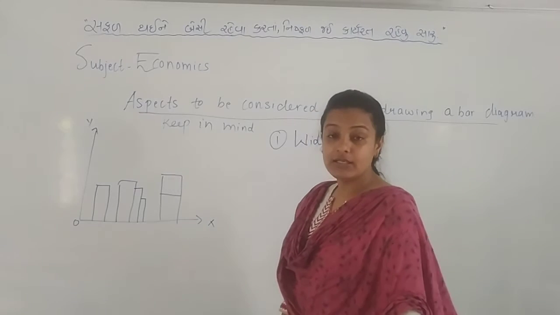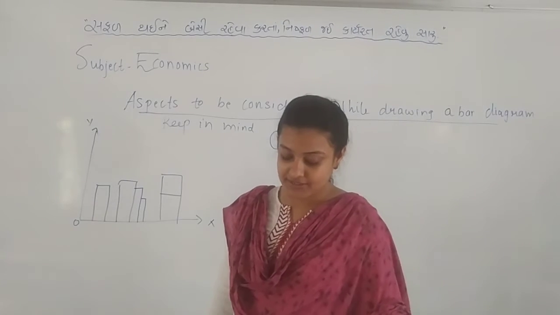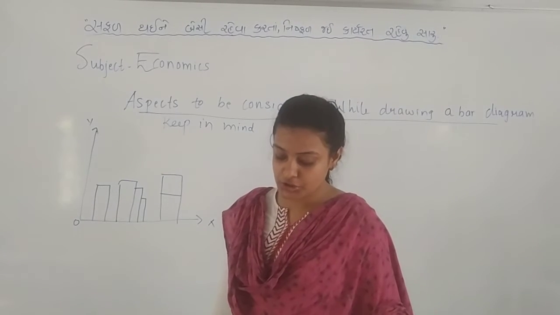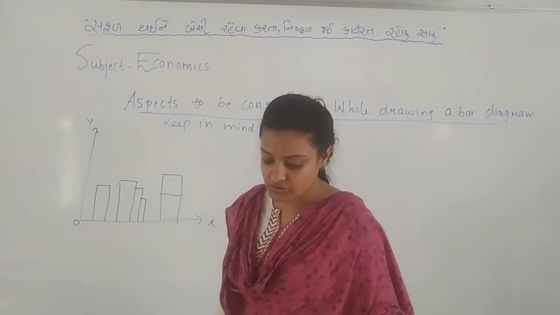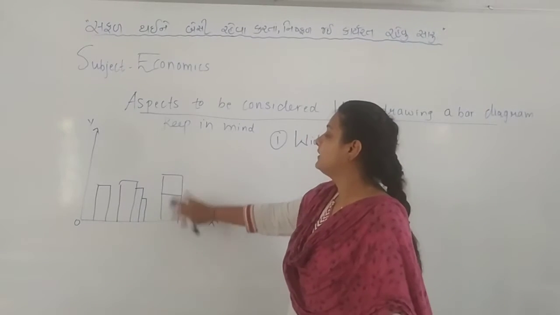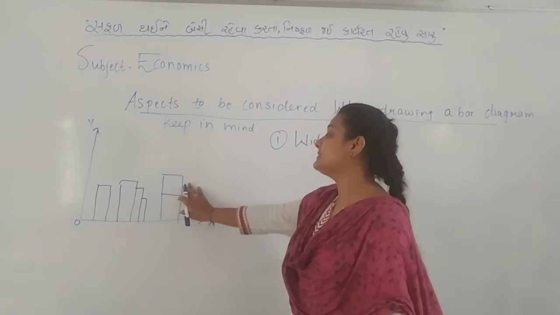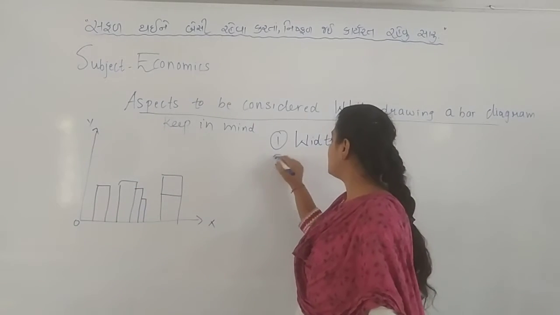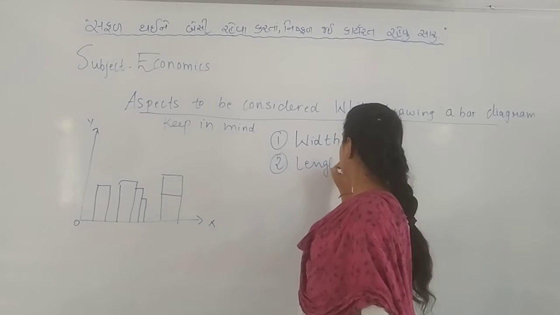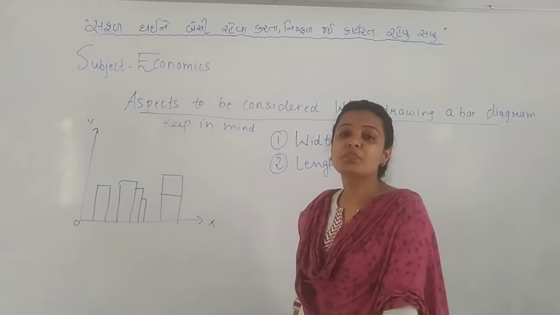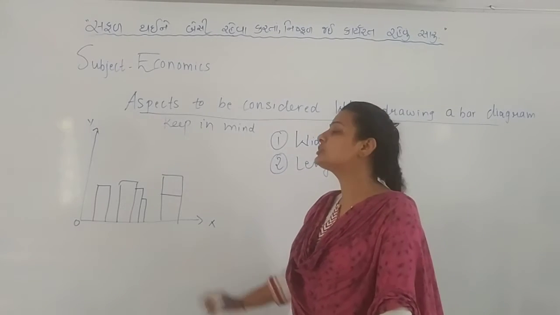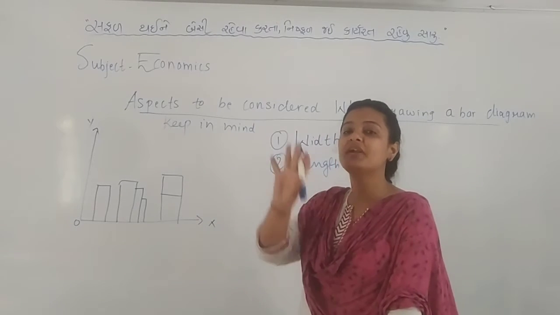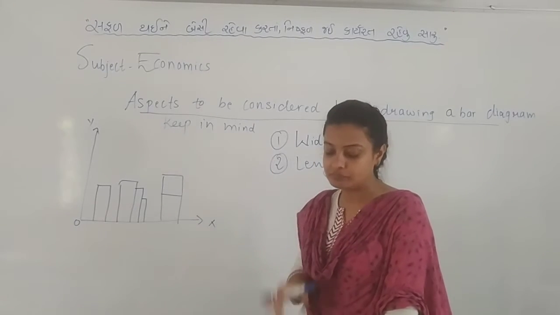Second is the length of the respective bars should be proportional to the value of the variable which they represent. Length is generally dependent on the scale which you have taken. So the presentation should look good.